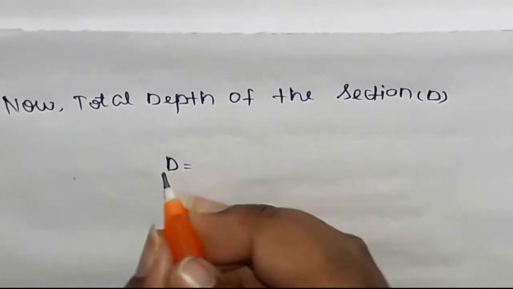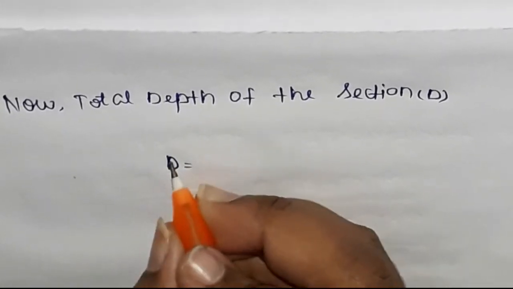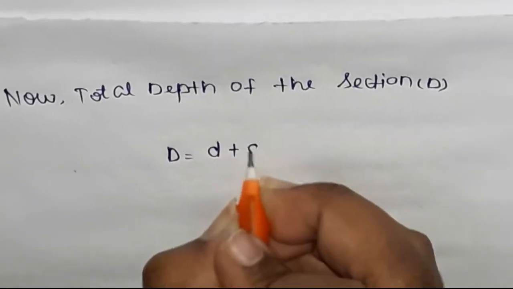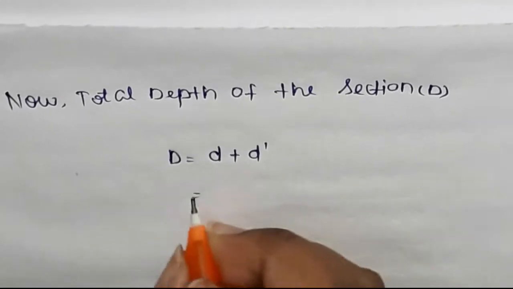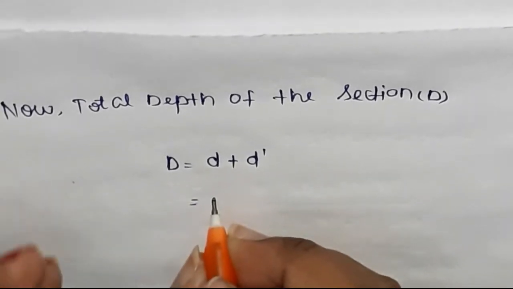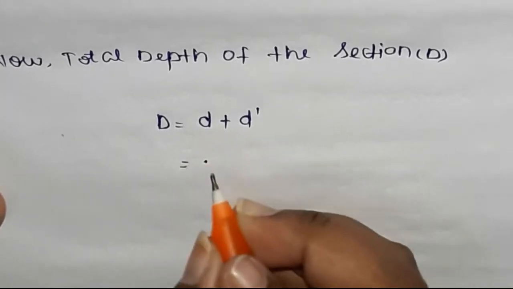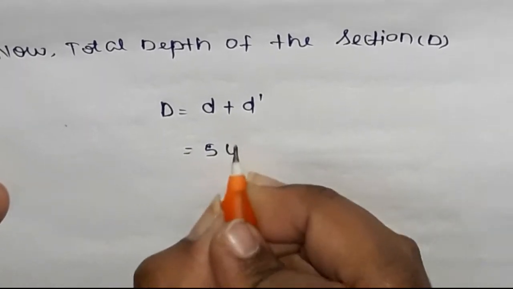As done in the previous case, capital D, that is the total depth of the section, equals the effective depth plus the effective cover. The effective cover we previously assumed as 40. So now I got the depth as 500.